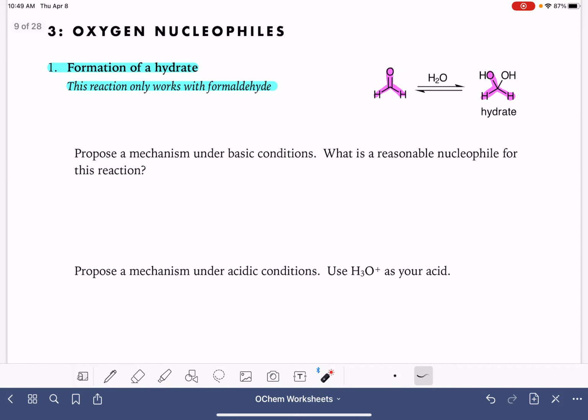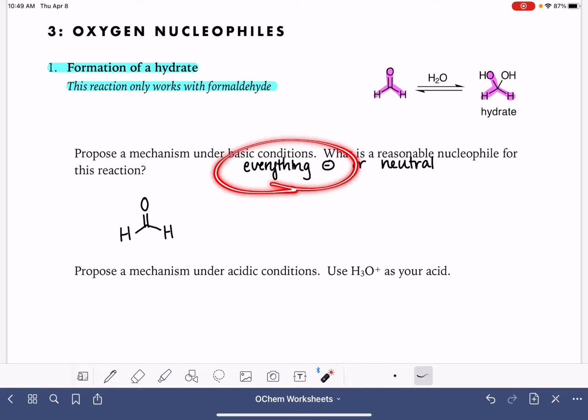oxygen. This reaction takes place under either basic conditions or acidic conditions. We're going to draw the mechanism for both of these possible reactions. I'm going to start by just drawing out the formaldehyde molecule. Under basic conditions, that means that our nucleophile, our reactants, and all intermediates, so everything, is either negatively charged or neutral. Those are what we see for all of our intermediates and reactants under basic conditions.